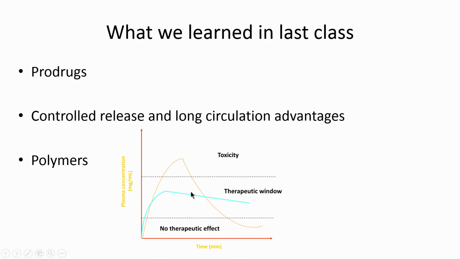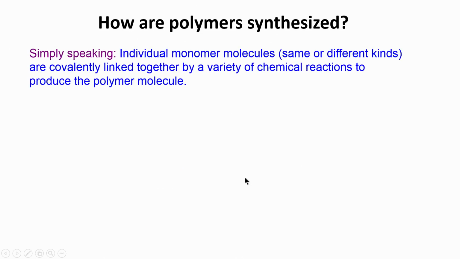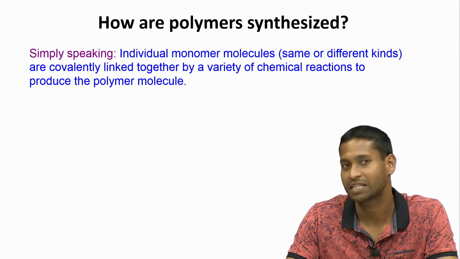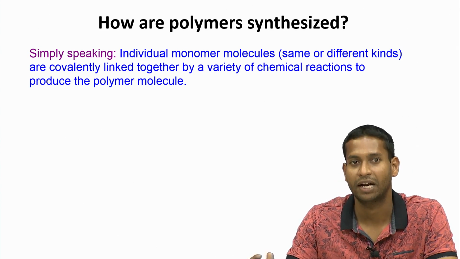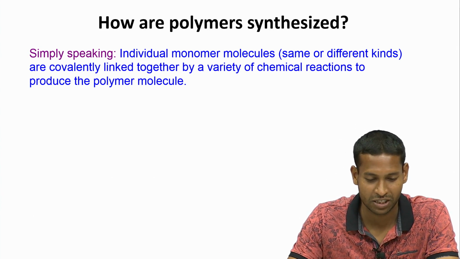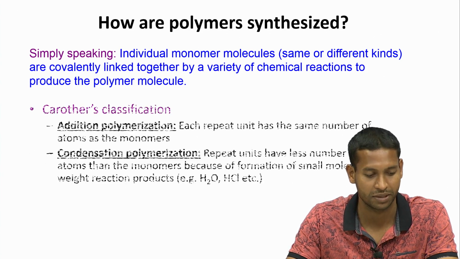And then finally, we talked a little bit about what polymers are and the different types, and we are going to continue our discussion on polymers today. First of all, how are polymers synthesized? Simply speaking, individual monomer molecules come together and are covalently linked by various chemical reactions to produce a variety of polymer molecules. This is a very simple definition: bringing in monomers and combining them chemically to get different polymers.